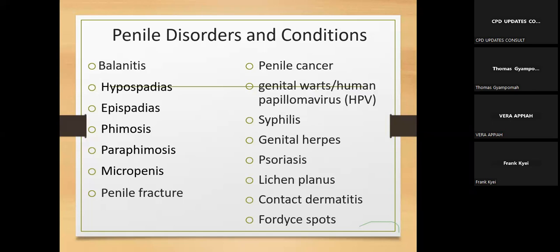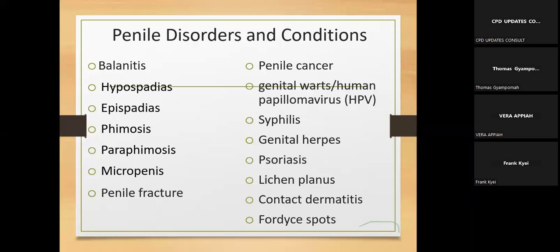syphilis, genital herpes, and then I even left somewhere here, chancroid. They will be discussed under the genital ulcer diseases, ulcers that can affect the penis. And the ulcers that can affect the penis, we're going to tackle in a different lecture.